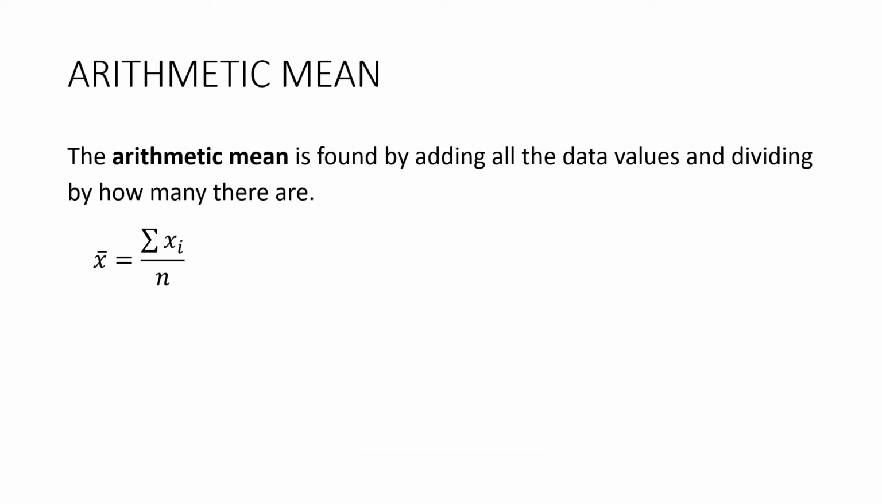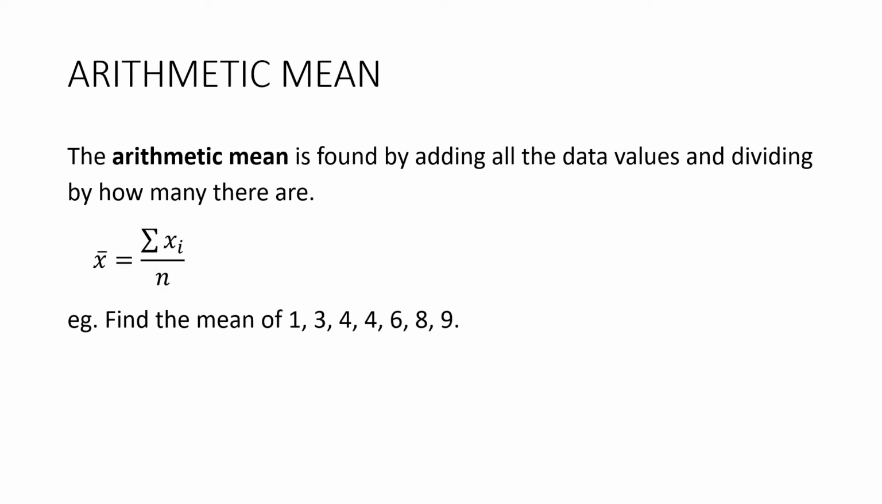We're going to talk about two different means. There's an arithmetic mean and a geometric mean. The arithmetic mean is the one that you're used to. We find it by adding all the data values together and dividing by how many there are. This is what this formula means. Here's the symbol for the mean, x with a bar over the top, is equal to the sum of all of the data values divided by how many there are.